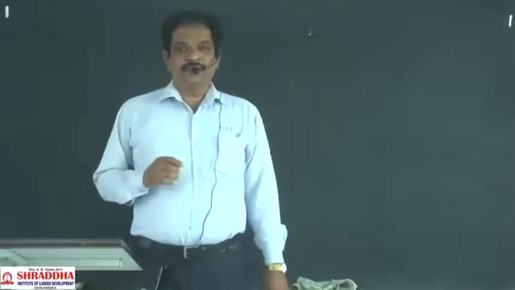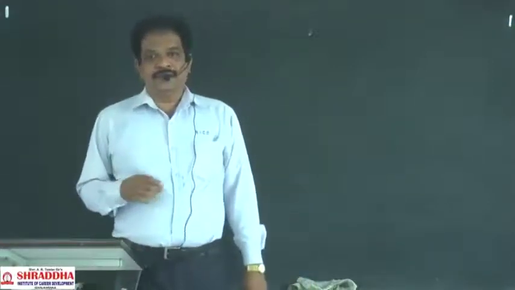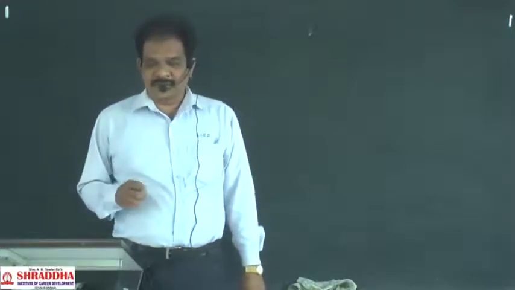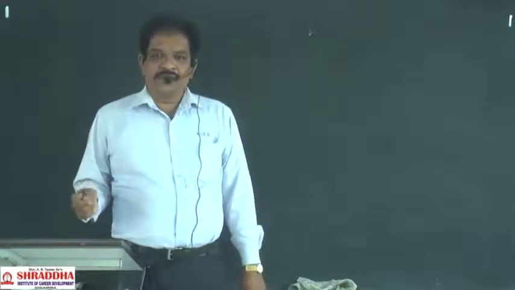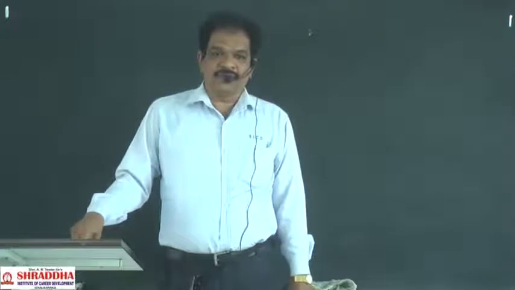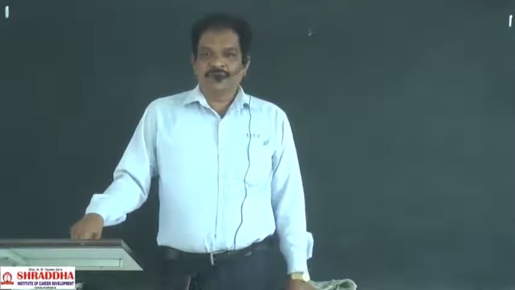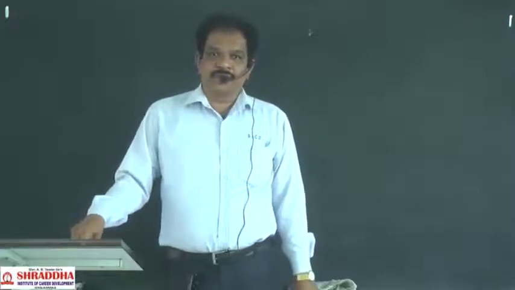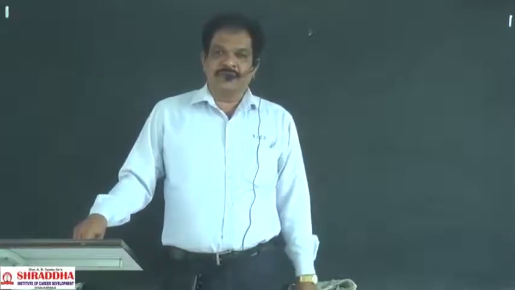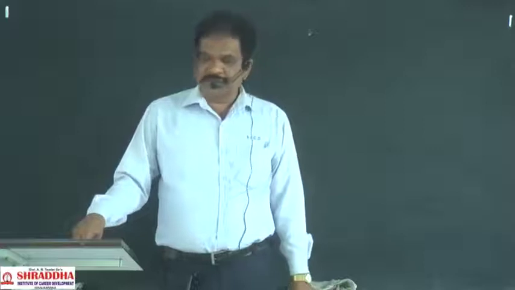In the last class, we finished deriving v = u + at using the velocity-time graph. We discussed it in the last class. Today we will continue: how to derive s = ut + half at square and v square minus u square = 2as using this velocity-time graph.